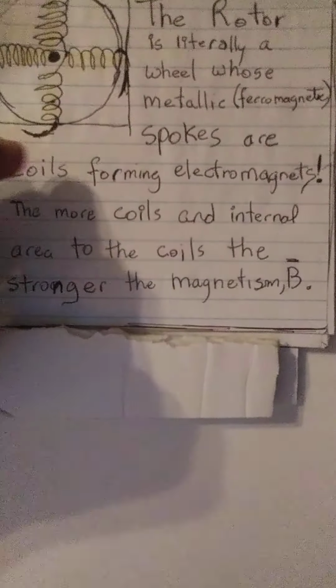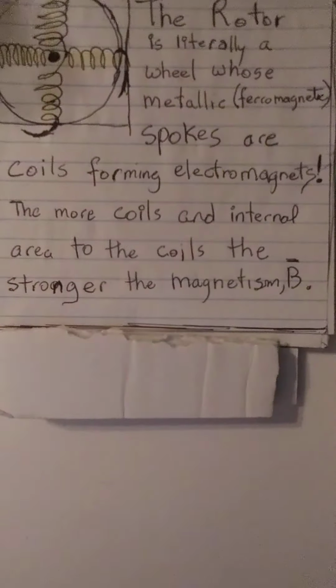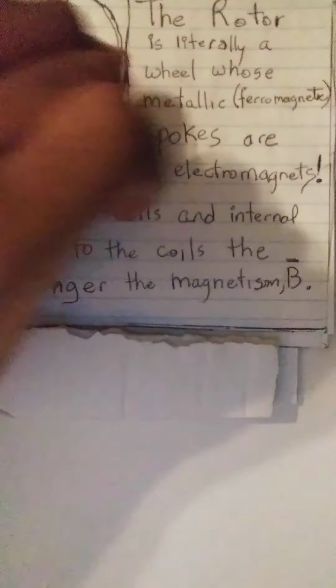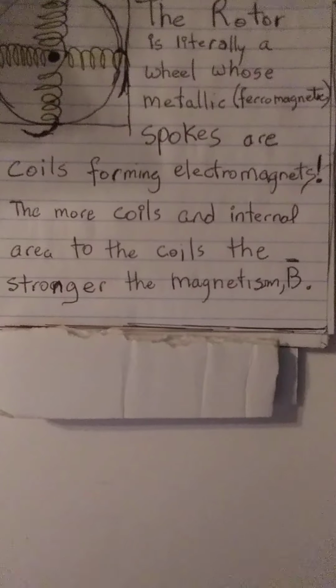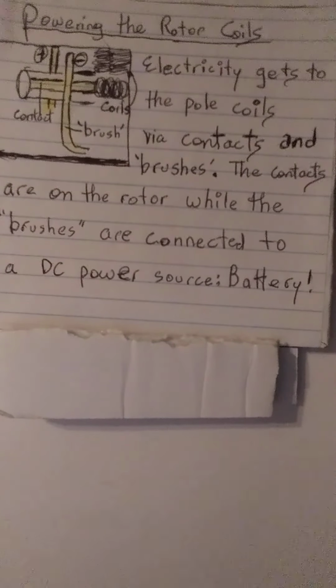Now, what happens if we take these poles, the electromagnet, and we form a wheel with it? We call that a rotor. The rotor is literally a wheel whose metallic ferromagnetic spokes are coils forming electromagnets. So we have an electromagnet forming this spoke of the wheel, and an electromagnet forming that spoke of the wheel. The more coils and internal area to the coils, the stronger the magnetic field will be. This is going to be important in just a moment, because we have to power those coils.